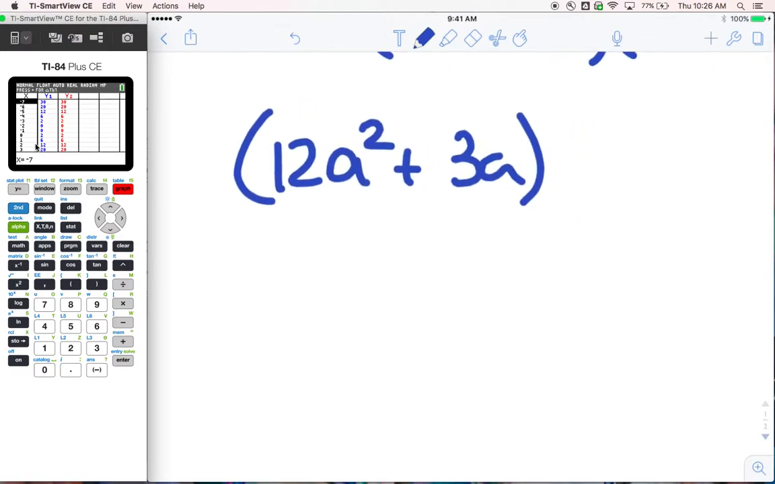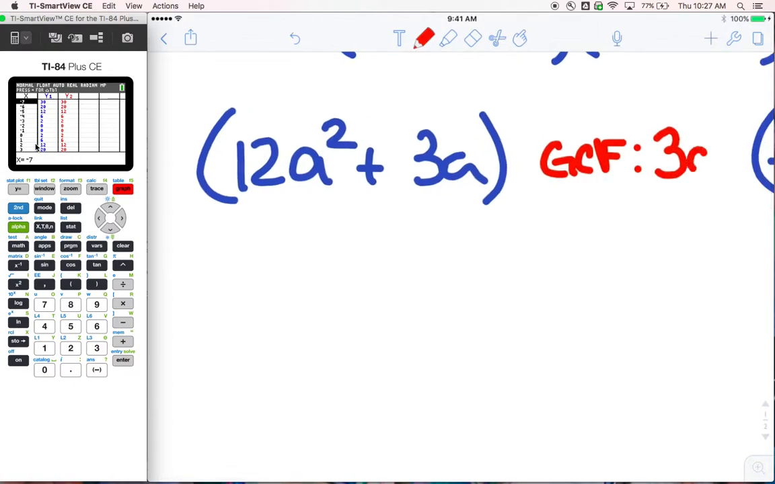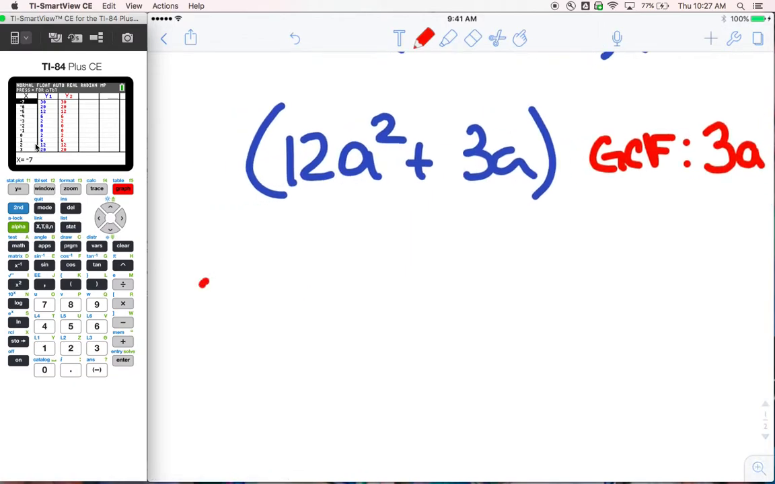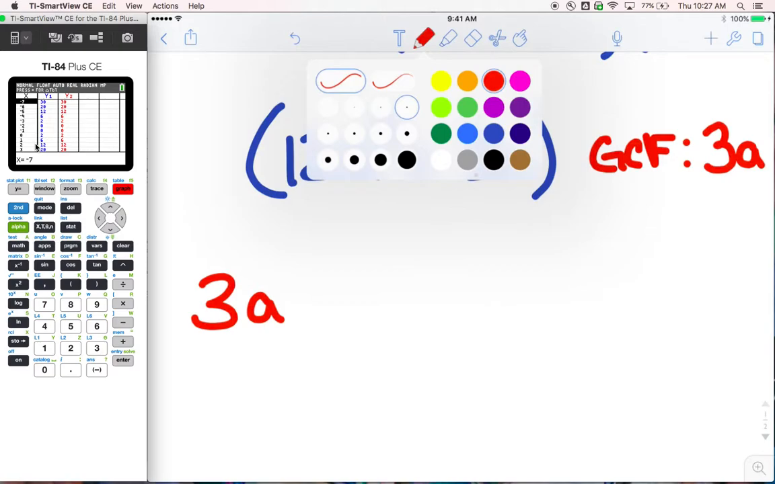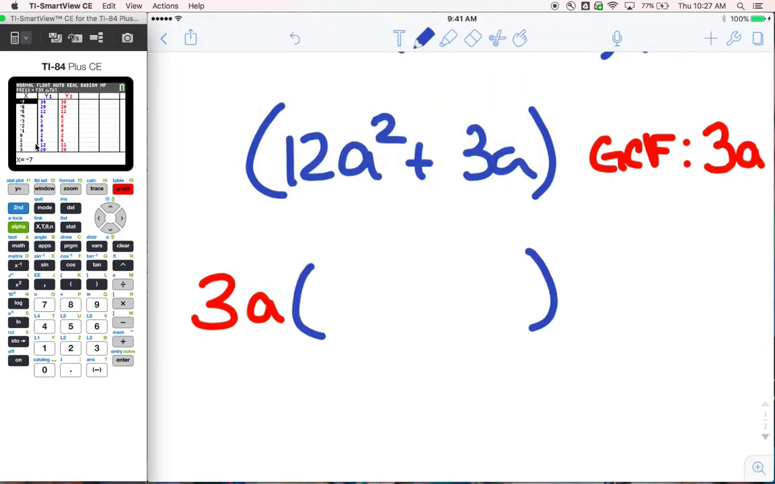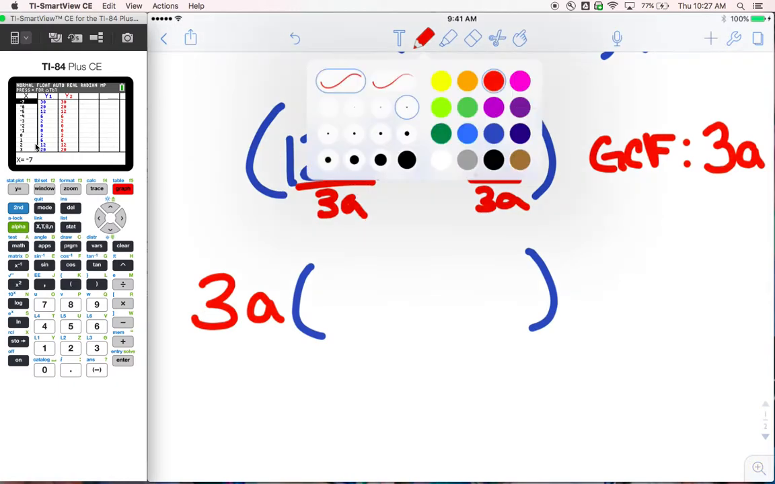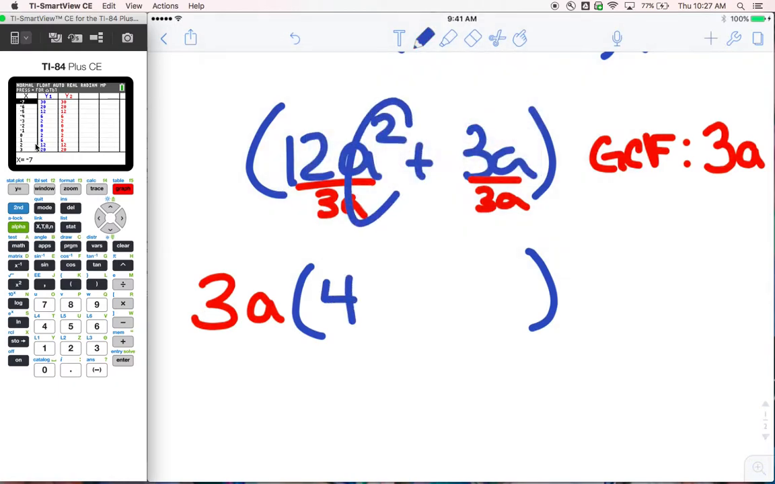Let's focus on the first one. Here we go. So my GCF is, let's see, 12 and 3. Both of those can be divided by 3. And they both have a, but they don't both have a squared. So I just have to stick with a. So 3a goes on the outside. And then we have to figure out what to put inside the parentheses. Remember, we figure out the leftovers by dividing. So everything is divided by 3a. 12 divided by 3, we get 4. And a squared divided by a is just a.